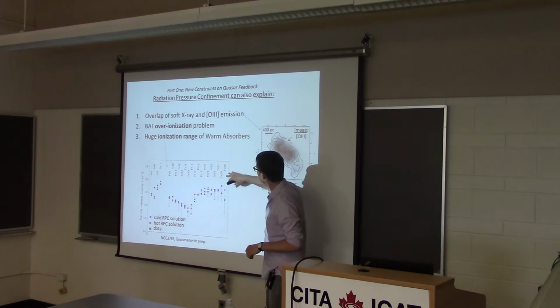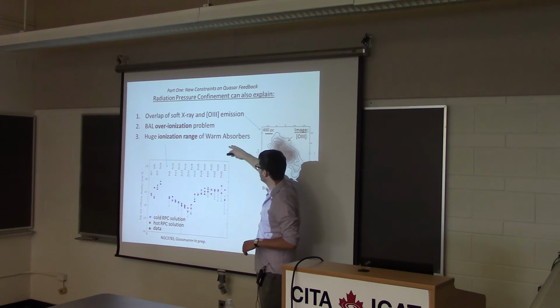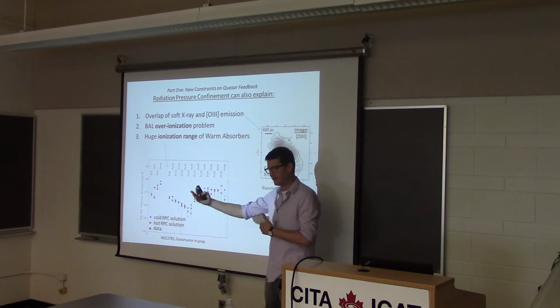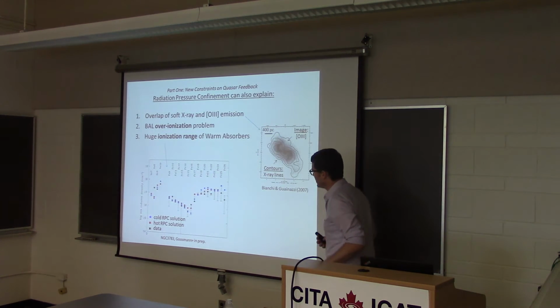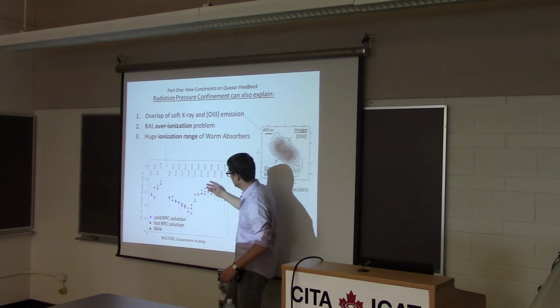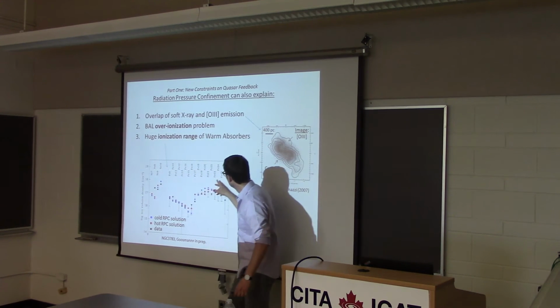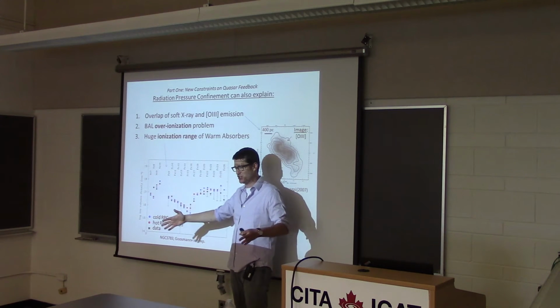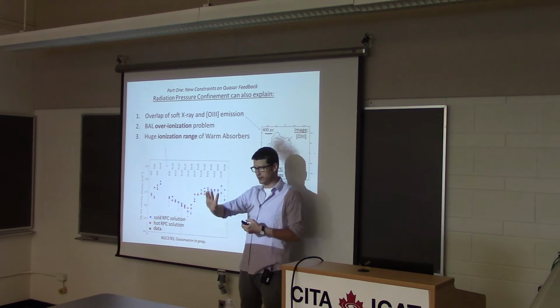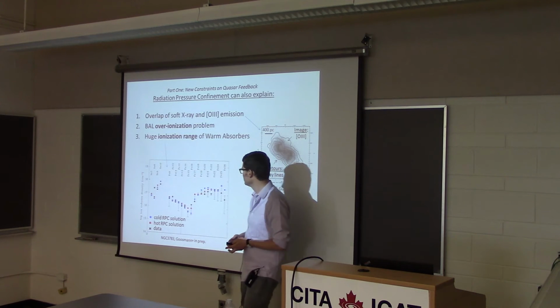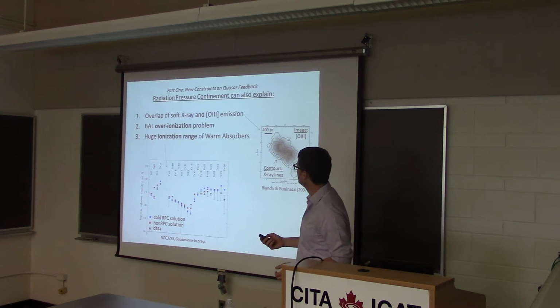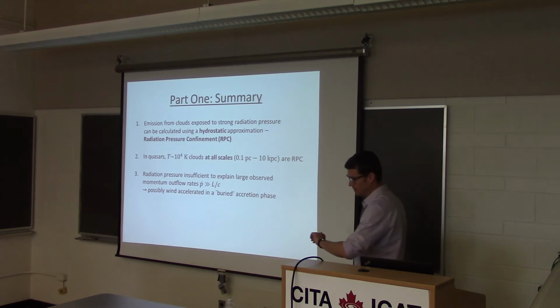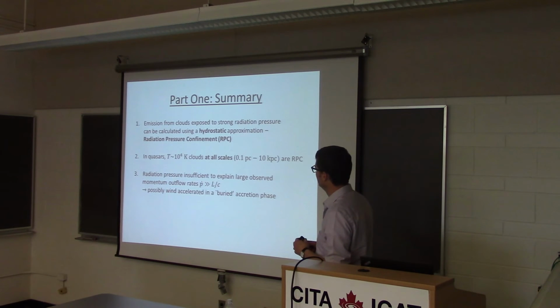Also, there are these outflows called warm absorbers that we view in the X-ray spectra of AGN, and they show a huge range in ionization, from iron 9 up to iron 26. And again, this range of ionization is explained with this density gradient of the hydrostatic solution. Okay, so that's the end of my first part.